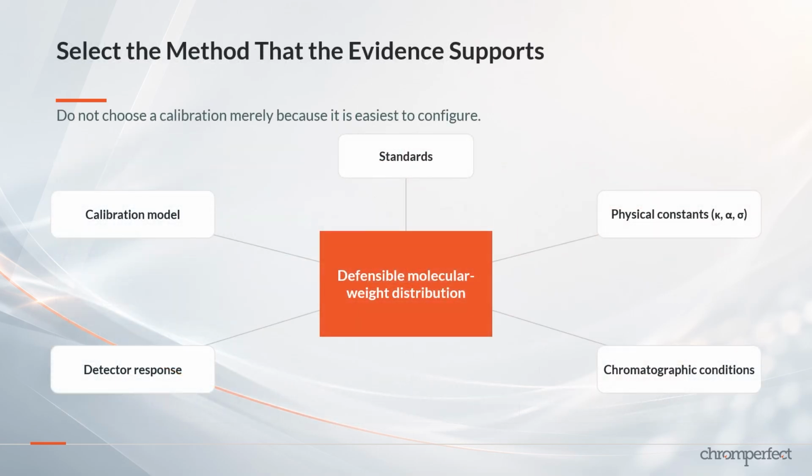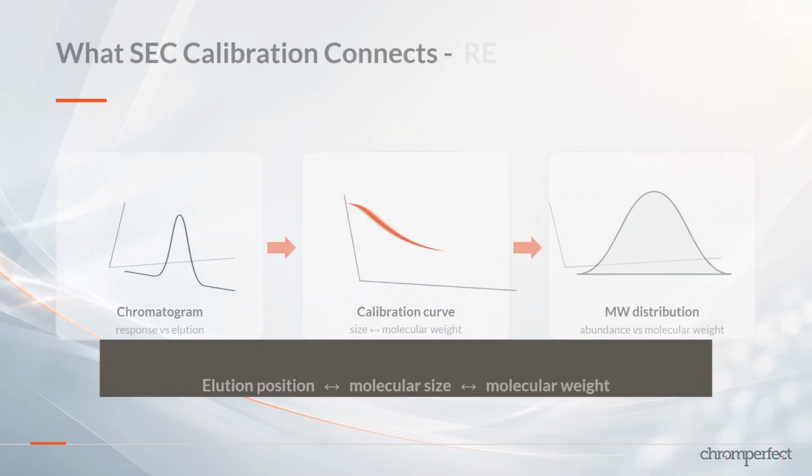The choice of method should be based on the available independent information and the assumptions that can reasonably be supported. A calibration should not be selected merely because it is the easiest one to configure. The resulting molecular weight values are only as defensible as the standards, physical constants, chromatographic conditions, detector response, and theoretical model behind the calibration. Conclusion.